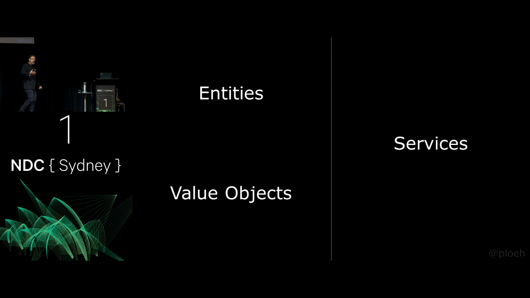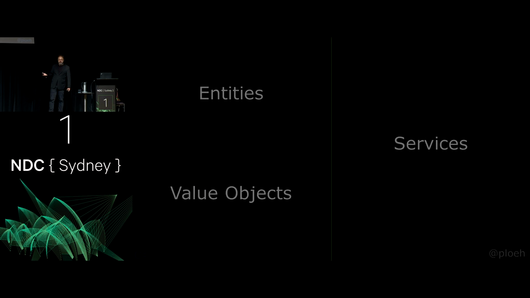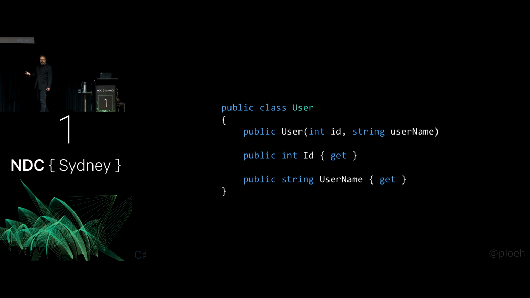So what does the user that we looked at before look like if we refactor it to do what Eric Evans tells us to do? Well, it looks something like this. So we'll say, all right, here's a user. It has an ID and a username. And I even went to the effort of making this immutable, which I hadn't needed to do, but I just wanted to do that. And that's it.